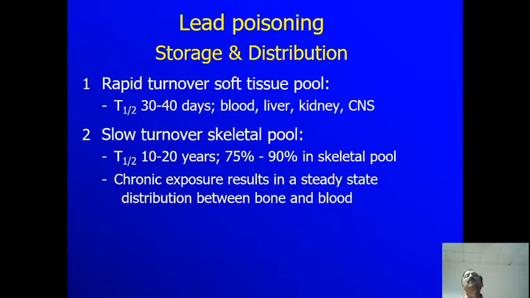And there is a rapid turnover soft tissue pool, so the T half, that is the total lead which is there in the body, will become half in 30 to 40 days. That is in the blood, liver, kidney and central nervous system. And as far as the T half for the skeletal system is concerned, as you mentioned earlier, 10 years is what we are looking at, 10 to 20 years. So chronic exposure results in a steady state of distribution of the lead in bone and blood.